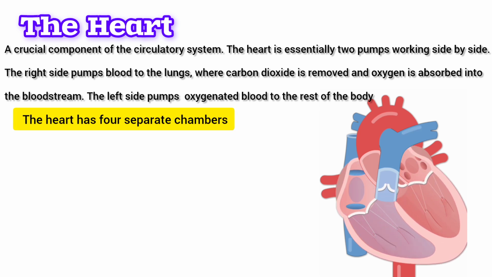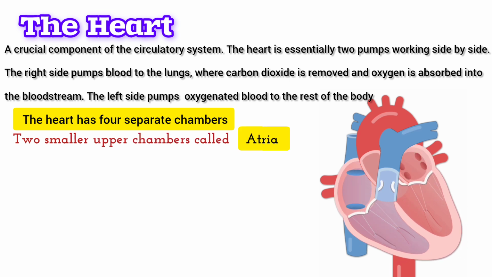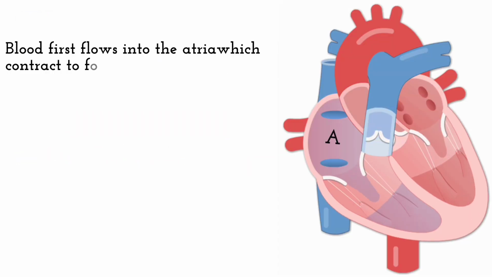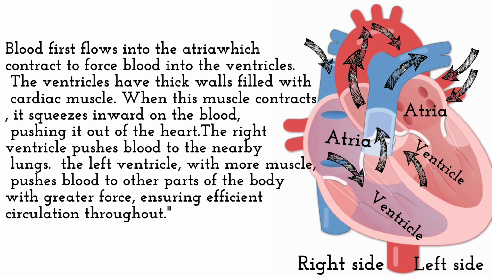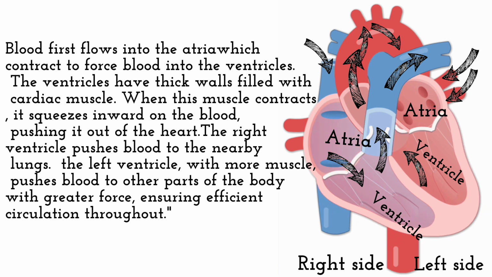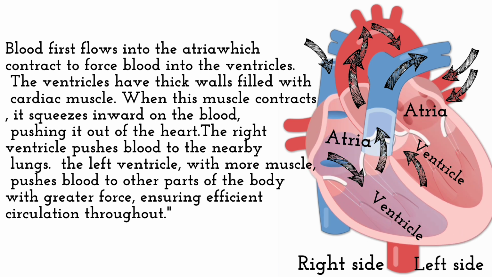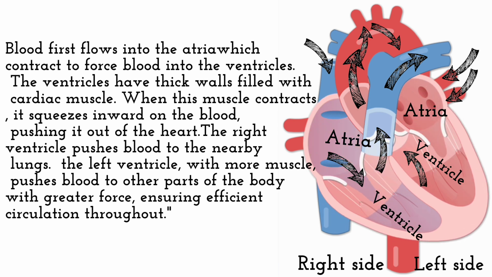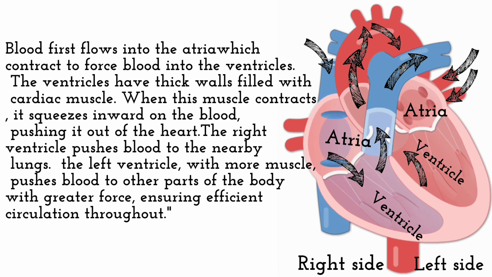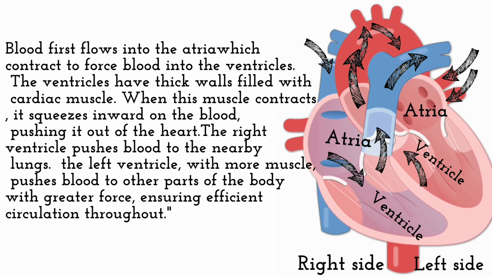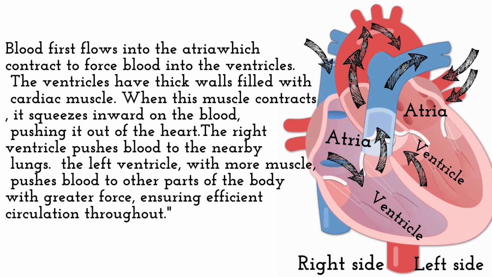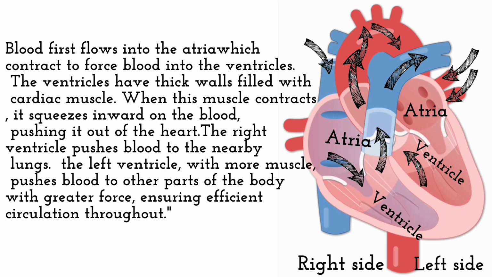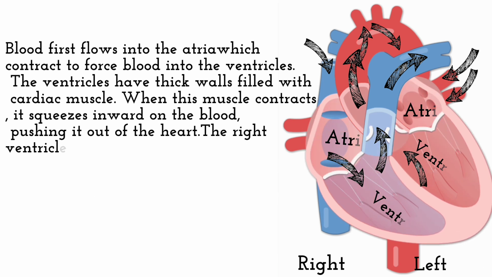The heart has four separate chambers: two smaller upper chambers called atria, and two lower chambers called ventricles. Blood first flows into the atria, which contract to force blood into the ventricles. The ventricles have thick walls filled with cardiac muscle. When this muscle contracts, it squeezes inward on the blood, pushing it out of the heart. The right ventricle pushes blood to the nearby lungs. In contrast, the left ventricle, with more muscle, pushes blood to the other parts of the body.